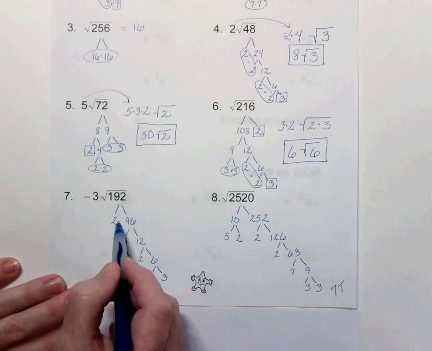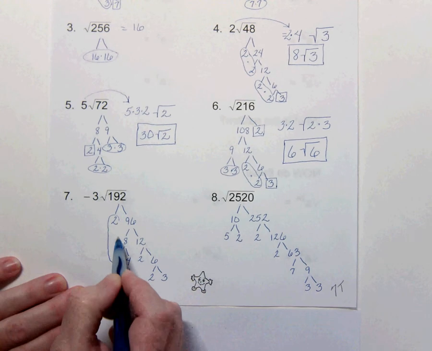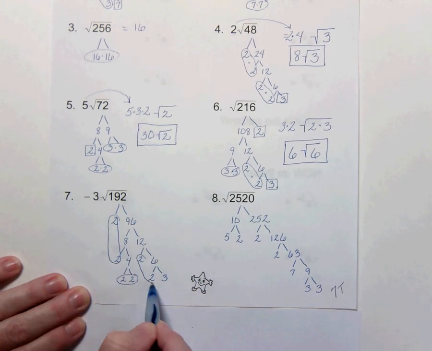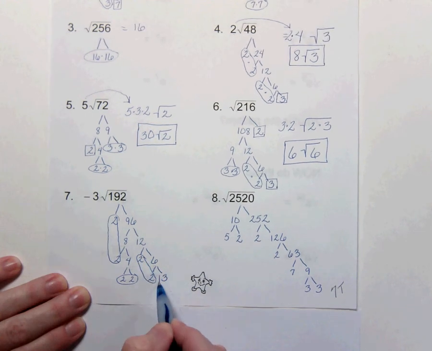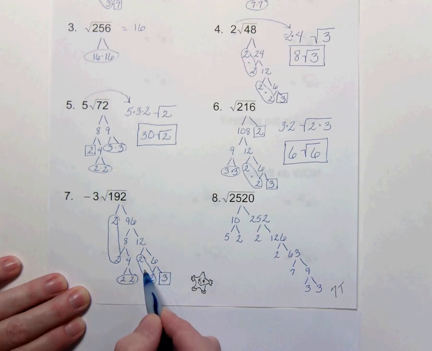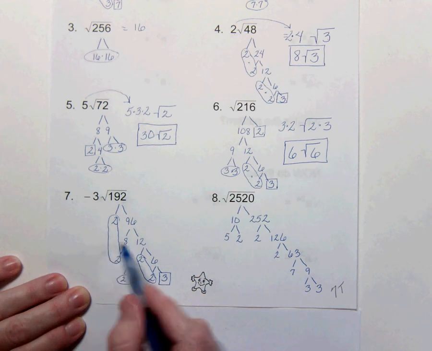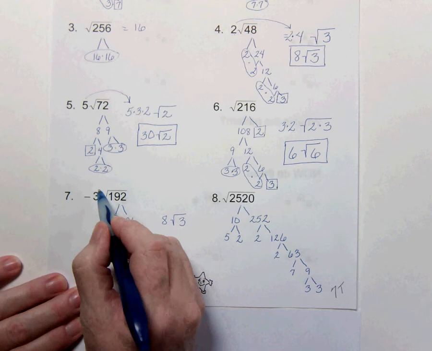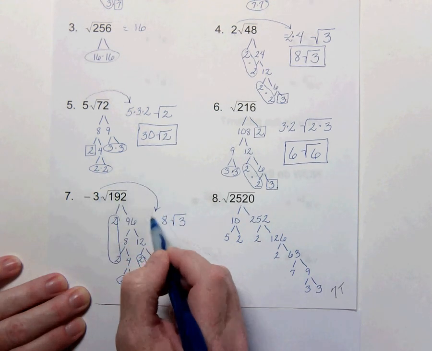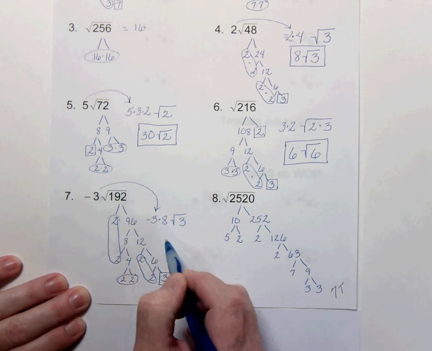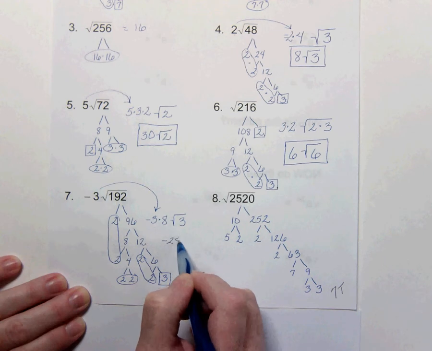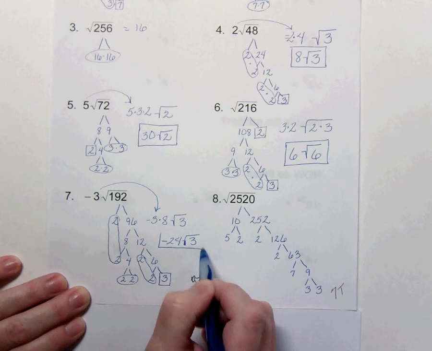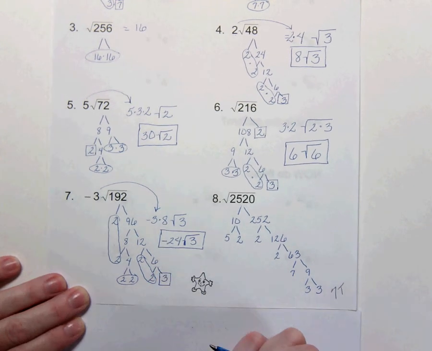Alright, these pairs are kind of far apart, but here's one pair of 2's, here's another pair of 2's, and here's the last pair of 2's. Notice 3 doesn't have a pair. So 2 times 2 times 2 is 8 square roots of 3. But don't forget that we have to multiply this by a negative 3. So you have a negative 24 square roots of 3. So see if you got that one.